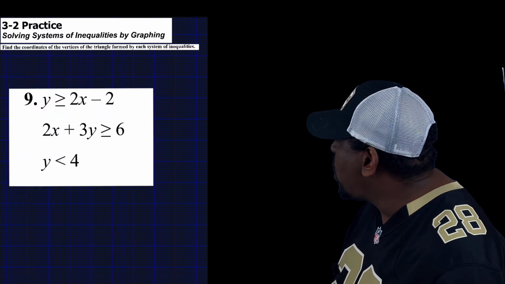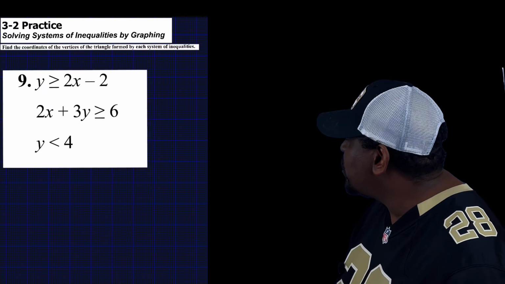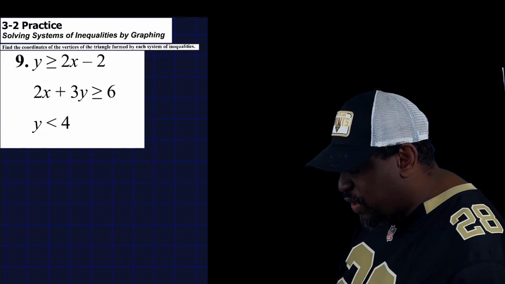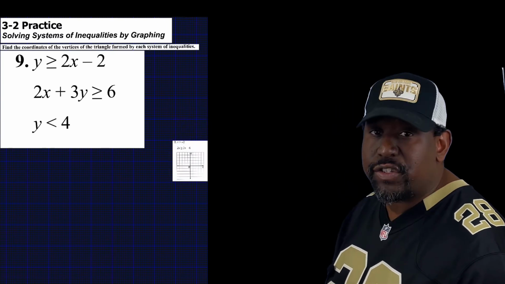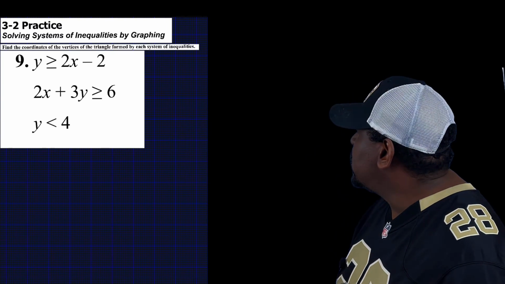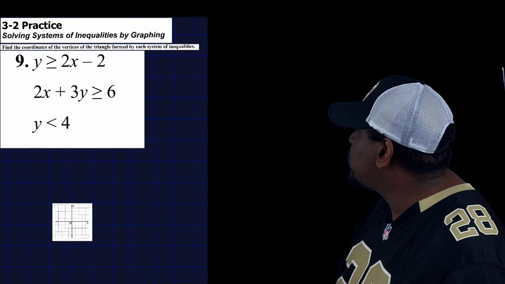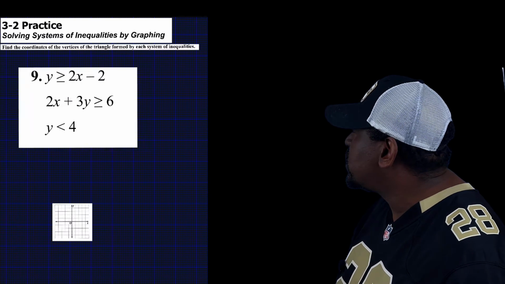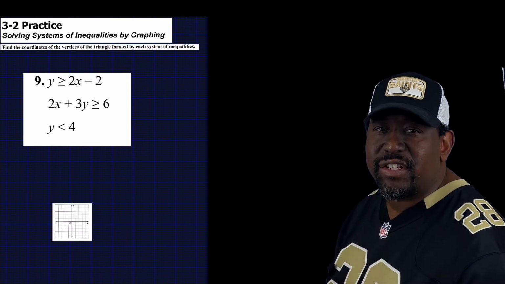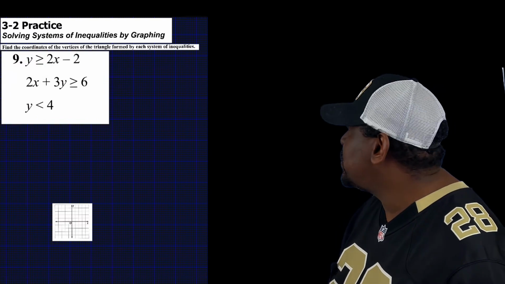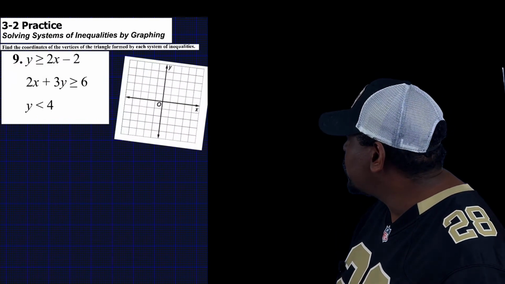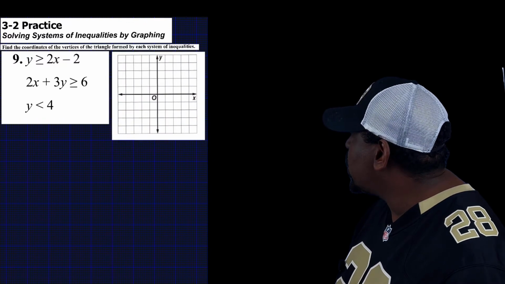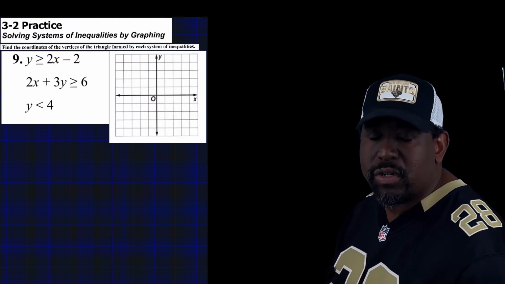So our first problem, we want to expand it so everybody can see it. We have here y greater than or equal to 2x minus 2. The next inequality is 2x plus 3y greater than or equal to 6. And then our last inequality will be y less than 4. And so we create a little grid here. We want to create a little xy coordinate plane to graph our work.